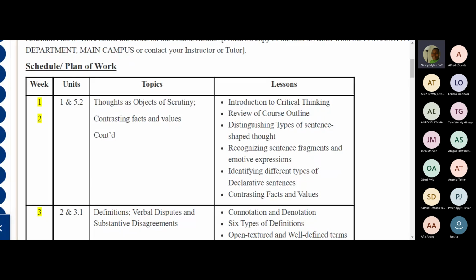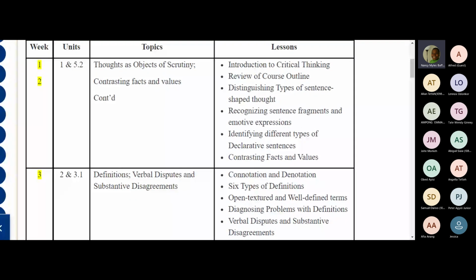But what we are doing with course outline review is to give you the whole frame that we are working with. Then topic by topic, lesson by lesson, we fill in the hands, the heart, the body, and so forth, till we have a full-formed human being, okay? So after a review of course outline, we distinguish types of sentence shape taught. We recognize sentence fragments, etc. So we read through all to the end after every week's session.